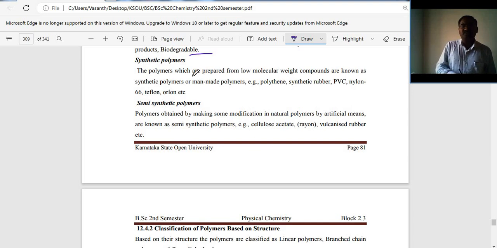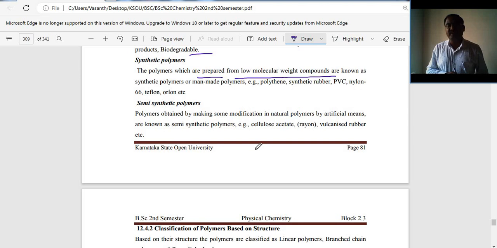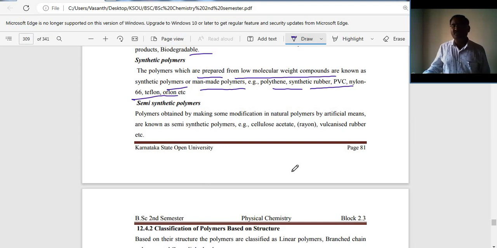Synthetic polymers, which are prepared from low molecular weight compounds, are known as synthetic polymers or man-made polymers. Examples: polythene, PVC, nylon 6,6, Teflon or lawn. These are all examples of synthetic polymers.